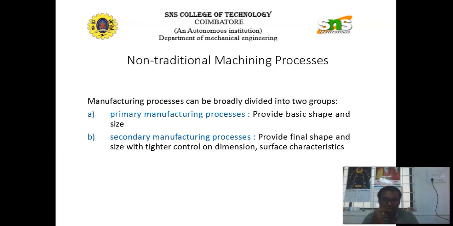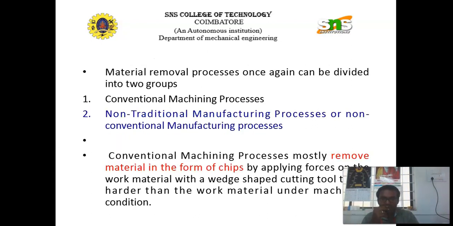In the primary manufacturing process, it provides the basic shape and size of the particular workpiece or job. Whereas in the secondary manufacturing process, it provides the final shape and size with tighter control on dimension, surface characteristics, and features, etc. Primary manufacturing means simply a basic shape and size, whereas the secondary manufacturing process provides the final shape of the product with the correct dimension.